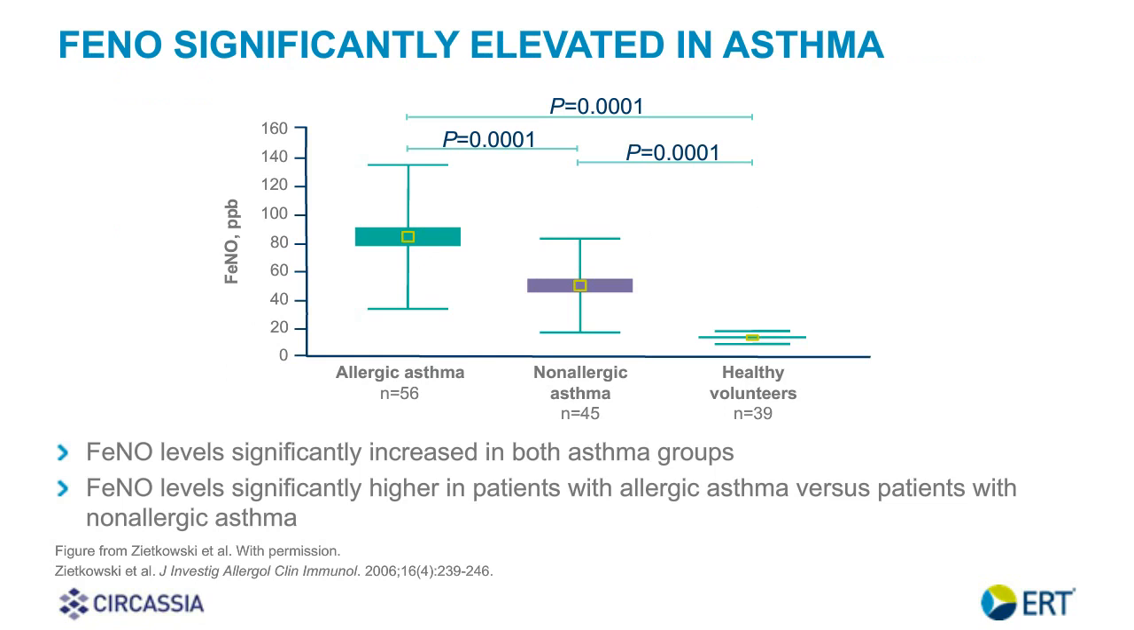So let's look at some of the data. First, this is a study by Zedekowski, who looked at patients who had established asthma. Here you're looking at patients who have allergic asthma, non-allergic asthma, or healthy volunteers. FeNO levels were significantly increased in both asthma groups, but much higher in patients who have allergic or that Th2 phenotype of asthma versus patients with non-allergic asthma. So clearly it can pick up those patients who have a Th2 phenotype.